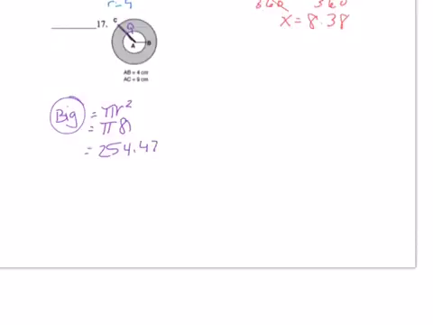Then I find the area of the little guy right here. So the small, again, pi r squared. So pi times 4, from A to B is 4, so I can put 4 squared, which is 16. Just going to skip a step there. 16 pi equals 50 and 27/100.